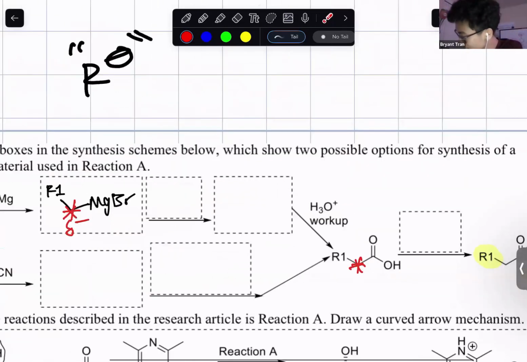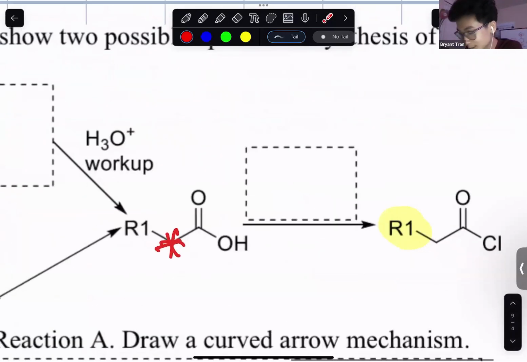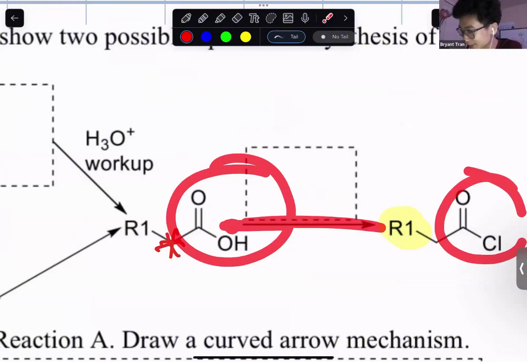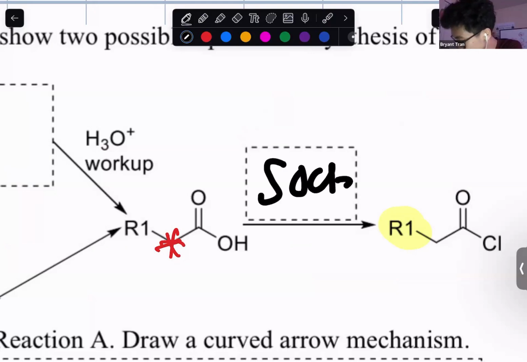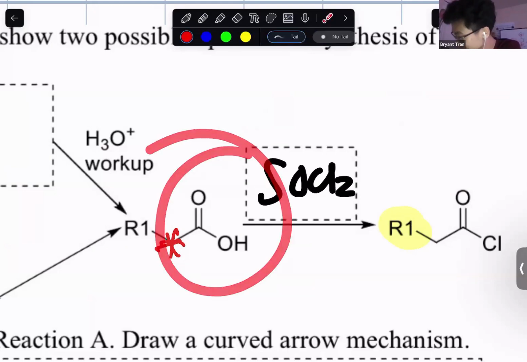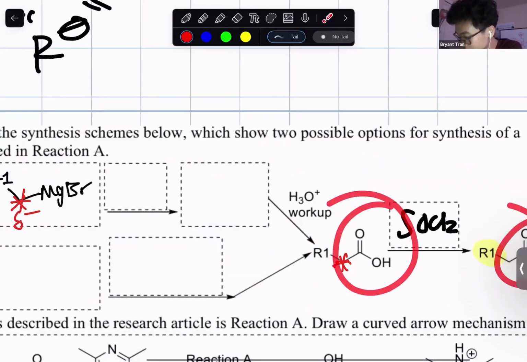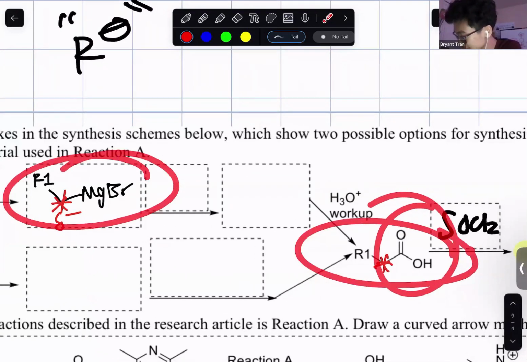Okay, now we want to get to the carboxylic acid here. Well, first, do you know what reagent converts a carboxylic acid into acyl chloride? Let's get this out of the way first. Yes, SOCl2. So that's just a reagent that will convert this carboxylic acid to the acyl chloride right there. But now let's figure out how to convert this Grignard reagent into this carboxylic acid right here.